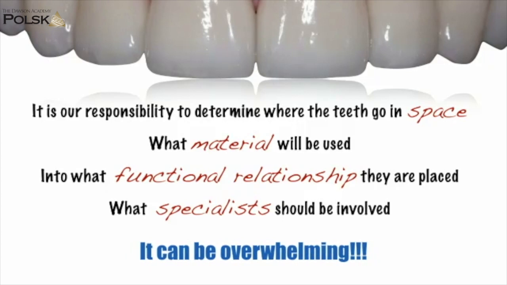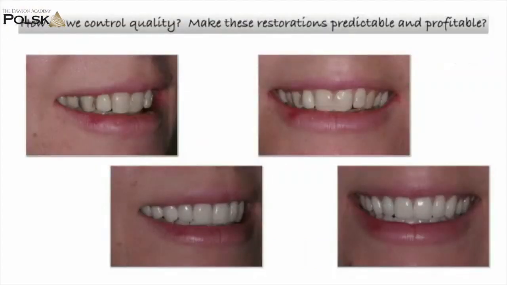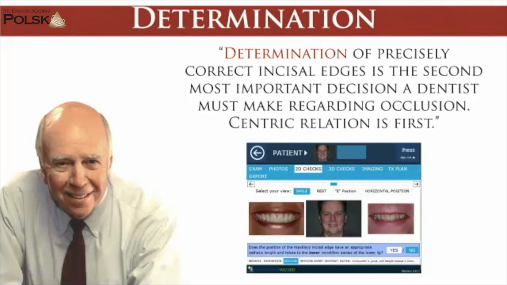So managing all of these different aspects can be an overwhelming set of responsibilities. So again, now the question becomes, how do we control quality? How do we make sure that these restorations are going to be predictable, and by being predictable, then also profitable, and also allowing us to have a happy patient that's pleased with the results.